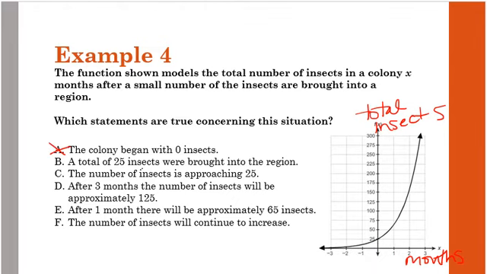But B says a total of 25 insects were brought into the region. So that looks to be true because that's my starting value. There we go. So B would be correct.